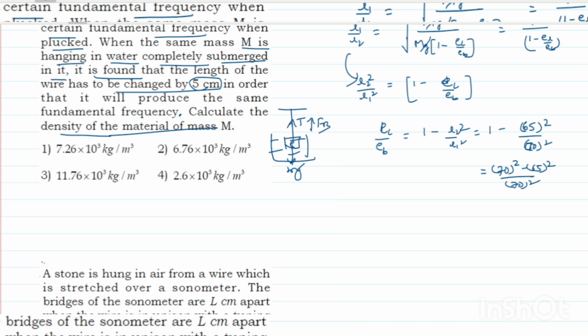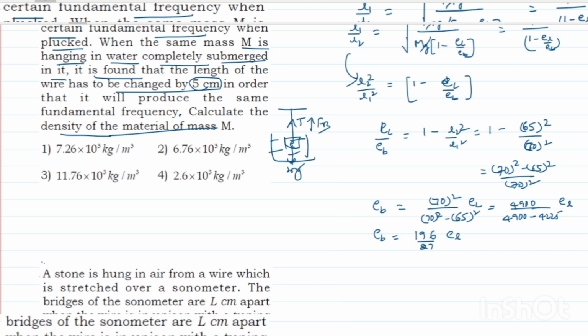If you want to calculate the density of the body, it will be equivalent to 70 whole square by 70 whole square minus 65 whole square, which is nothing but 4900 by 4900 minus 4225, into the density of the liquid, students. So when you are simplifying this one, the density of the body will be equal to 196 by 27 into the density of the liquid.